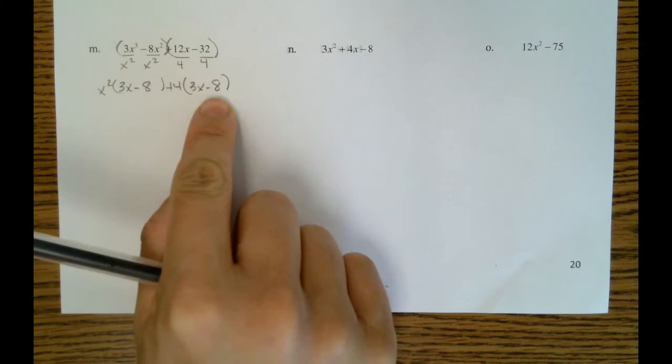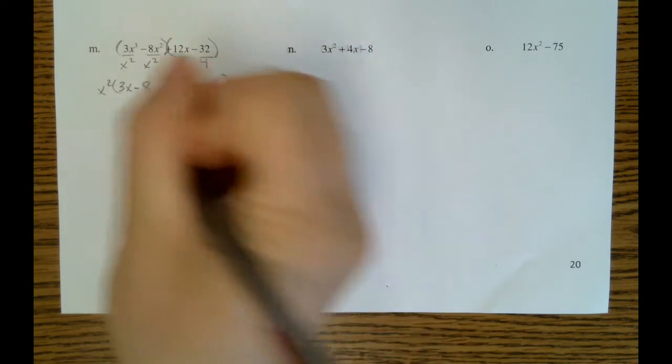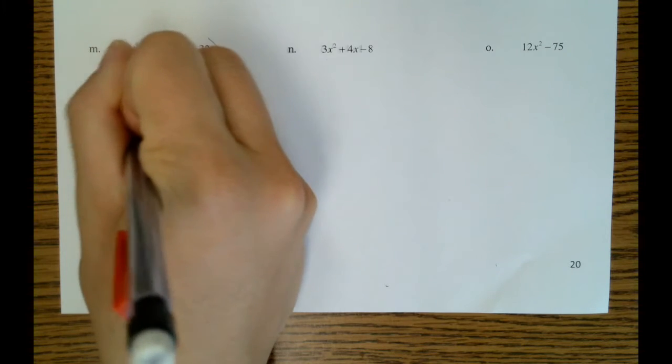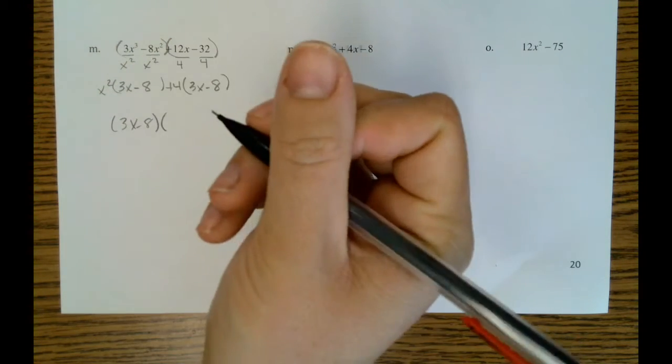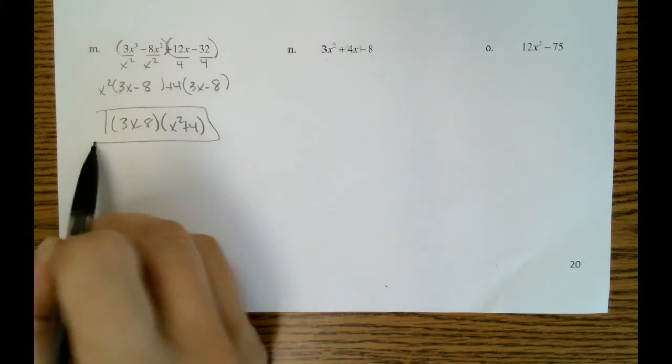If this parenthesis was not the same, we know we just didn't get the biggest GCF. So that's always a good way to check yourself. All right, there's our last two factors.